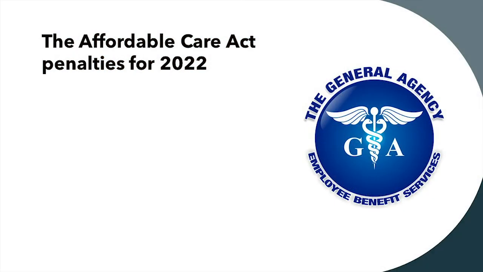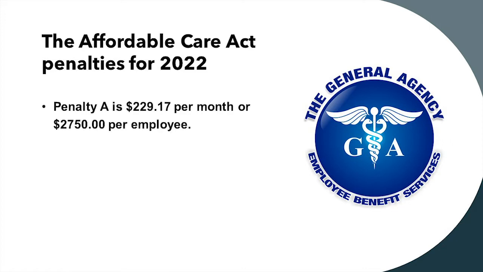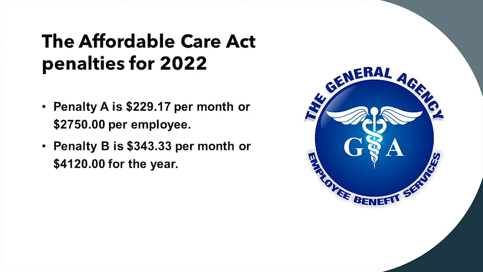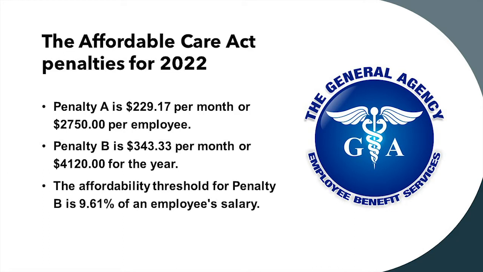So let's go over the penalties for 2022. The penalties for 2022 are as follows. Penalty A is $229.17 per month, or $2,750 per employee. Penalty B is $343.33 per month, or $4,120 per year. And the affordability threshold is 9.61% of an employee's salary.